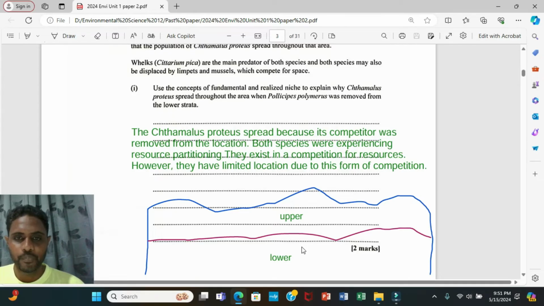So what happened when the polymerus are removed from the lower strata, those of the upper would start coming down to the lower to feed, because those organisms they're competing with are no longer there. So that happened with fundamental niche. Once there's no competition, the organism will spread out and use up all the resources it can use. But once it is in competition, that is the realized niche, it will just stick to the area where it has less competition. Once the competition is removed, it will spread its wings and take up the other area and use up those resources. All right, let's move on.